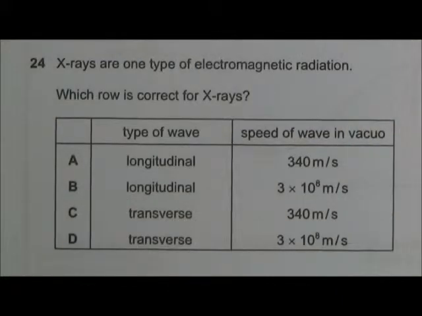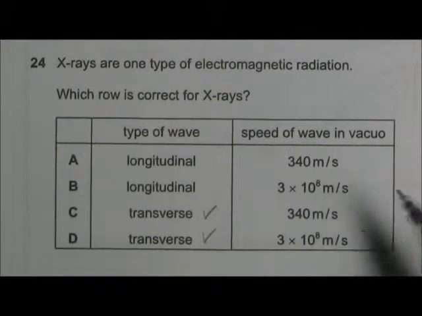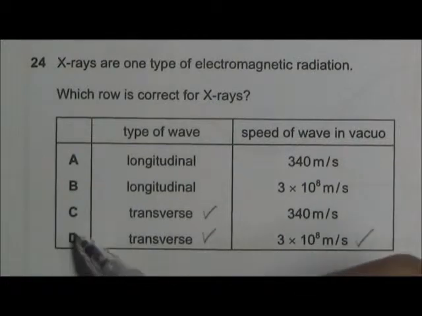X-ray, being a component in the EM spectrum, is a transverse wave, and it travels at a speed of 3 × 10^8 meters per second in vacuum. So answer is D.